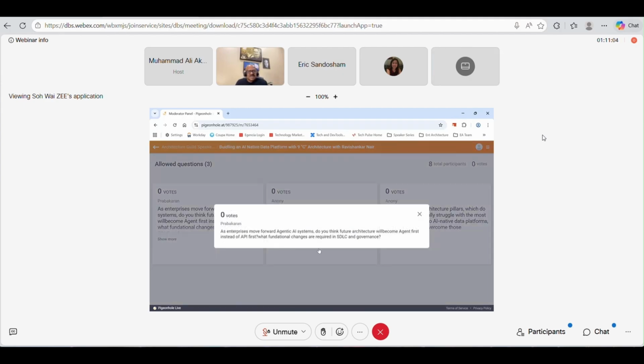As enterprises move toward agentic AI systems, do you think future architecture will become agent first instead of API first? What fundamental changes are required in SDLC and governance?